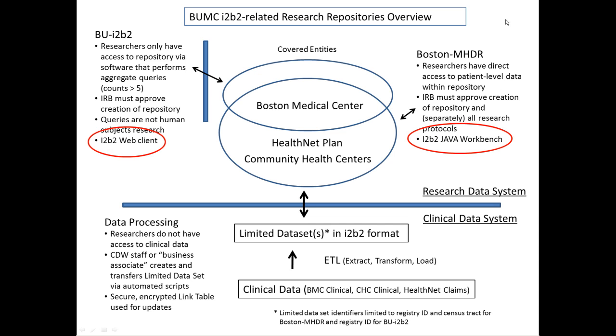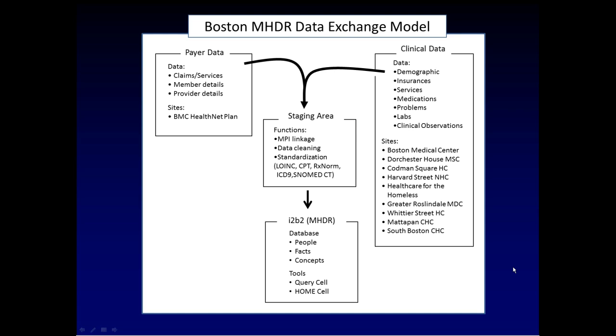The software is also different. It's not a web client piece of software. It's actually Java code within an Eclipse-based workbench, which is the other way that I2B2 can be used. So this home cell that I'm about to describe is only really available at BU to researchers who have specific projects and that are being done in collaboration with the MHDR team, whereas the web client is more generally accessible but does not provide access to the home cell.